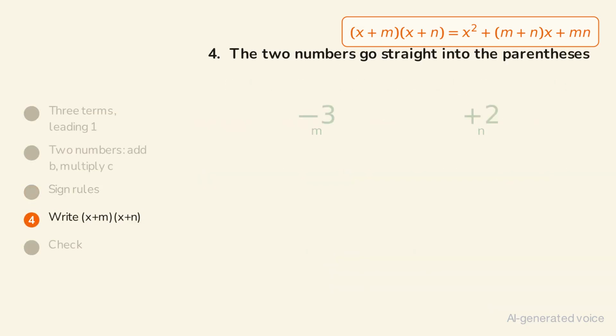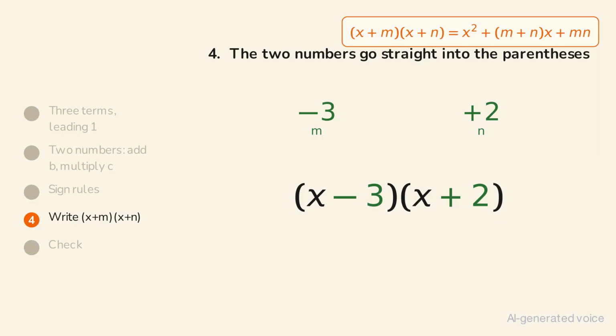Step 4. The 2 numbers go straight into the parentheses. We open the first parenthesis with x and put the first number, minus 3. And we open the second parenthesis, also with x, and put the second number, plus 2. We get (x minus 3) times (x plus 2). This is the answer.